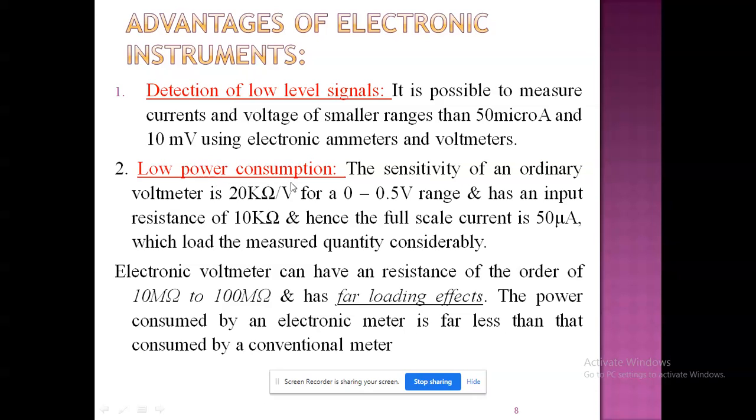The second advantage is low power consumption. The sensitivity of an ordinary voltmeter is 20 kilo ohm per volt for a 0 to 0.5 volt range and has an input resistance of 10 kilo ohm and the full scale current is 50 microamps, which loads the measured quantity considerably. However, in case of an electronic voltmeter, it has a resistance of the order of 10 mega ohm to 100 mega ohm and has lesser loading effect. As a result, the power that is consumed by an electronic meter is less than that consumed by a conventional meter. Therefore, low power consumption is also one of the advantages of electronic instrument.